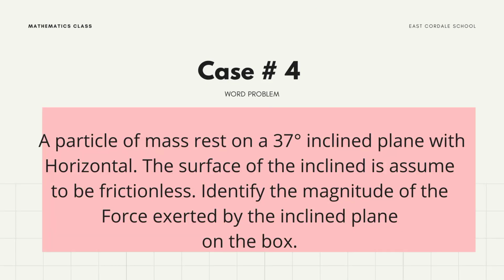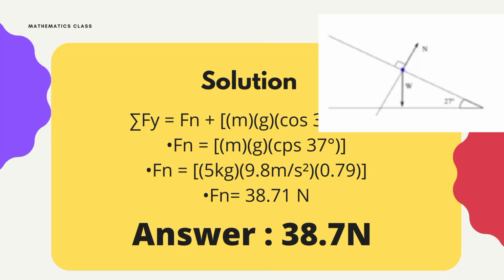Case number 4. A particle of mass 5 kg rests on a 37 degree inclined plane with the horizontal. The surface of the inclined plane is assumed to be frictionless. Identify the magnitude of the force exerted by the inclined plane on the box.